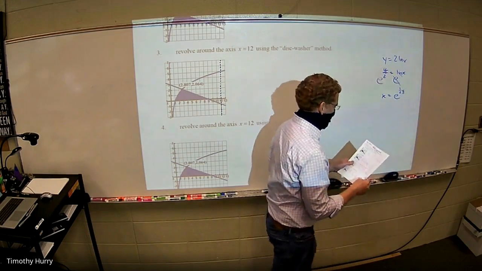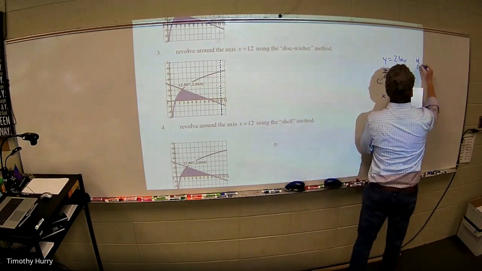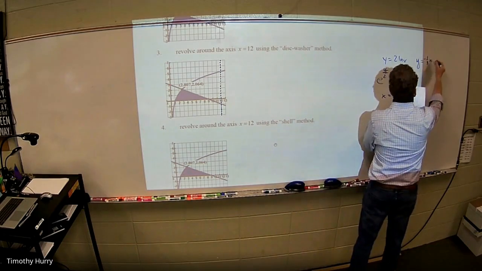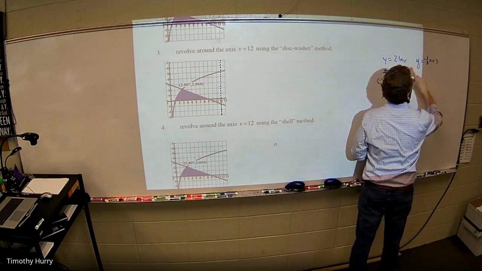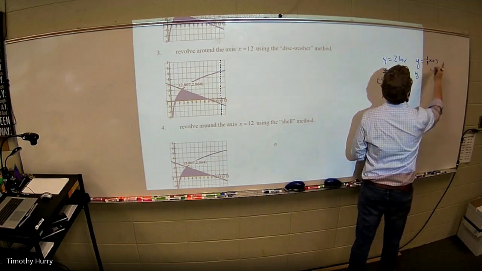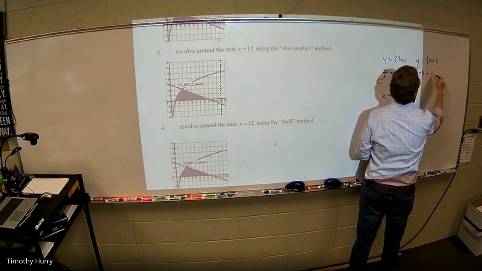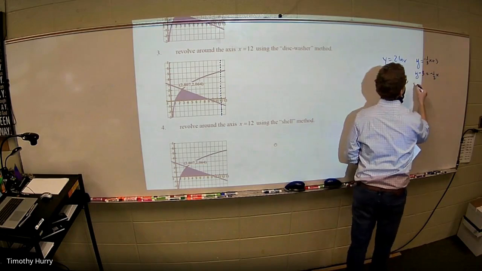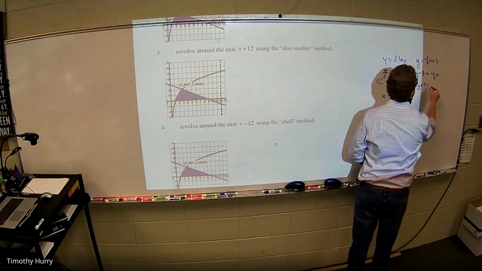And then the other equation was this. So I'm going to multiply through by a 3. I'm going to subtract a 3. And then multiply through by a -3. So x equals -3y plus 9.